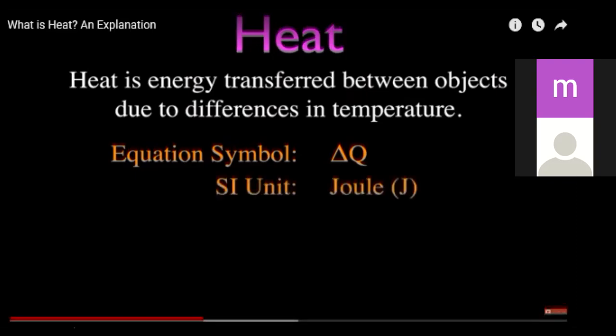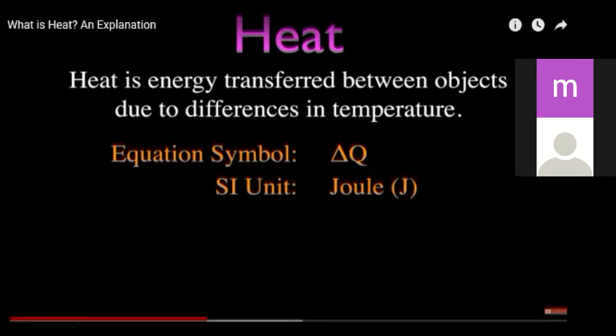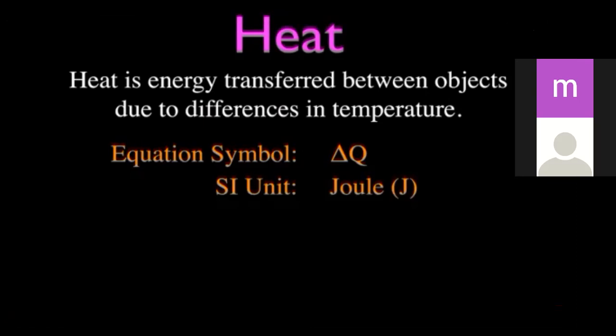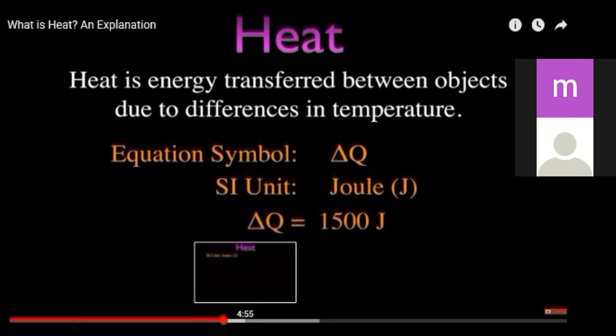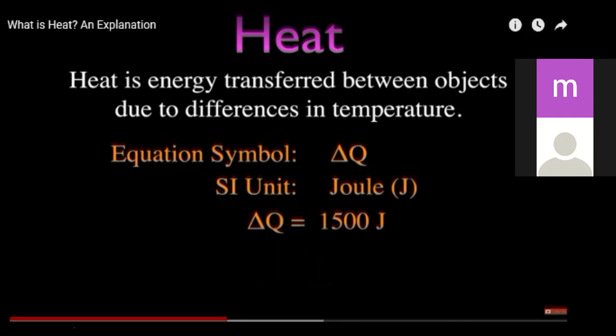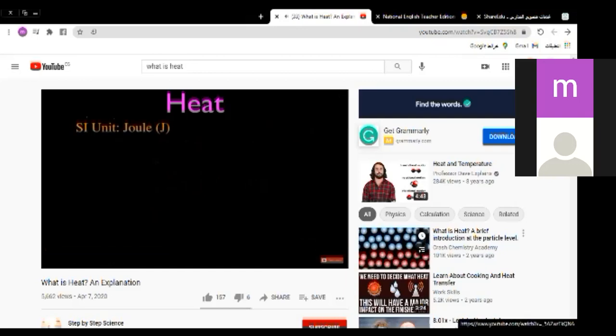The SI, the metric unit, is the joule. That is the unit for heat, and it has the abbreviation J. It's the same unit we use for heat and energy, and also for work. For example, we could write delta Q is equal to 1500 joules, or the change in heat is equal to 1500 joules. Something gained 1500 joules of energy. All right, so that's that. And now we have another unit we commonly use.